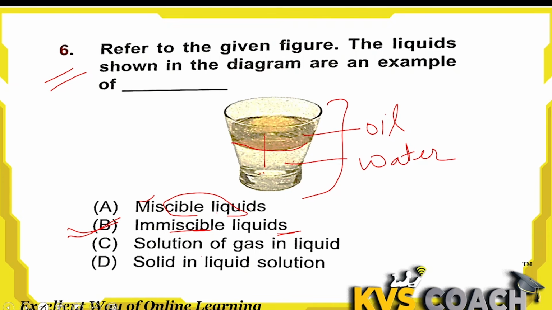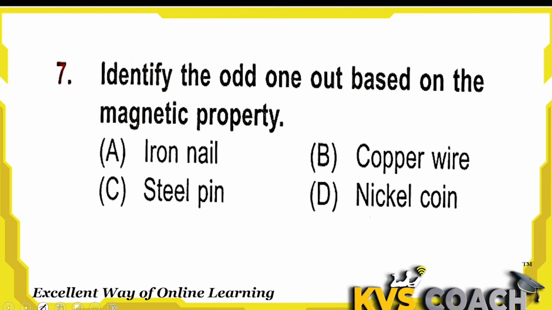Option C, solution of gas in liquid. I told you that is a soft drink, which is a solution of CO2 in the water. That is called a soft drink or fizzy drink. Solid in liquid solution, like sugar in water or salt water, they are all examples of solid in liquid solution. But here the picture is showing immiscible liquids. B is the right answer here.